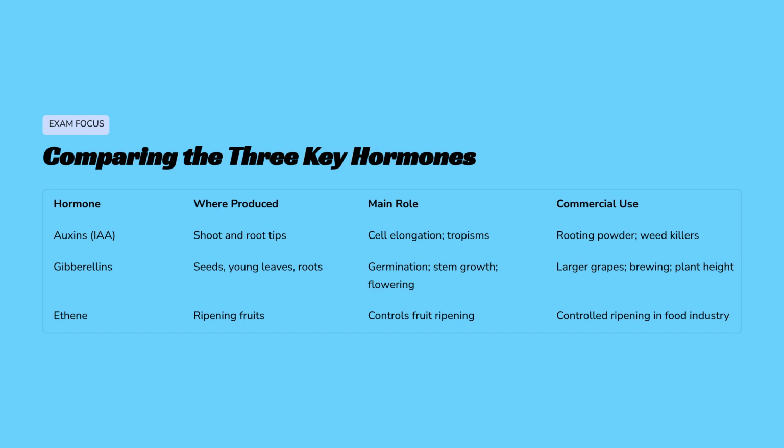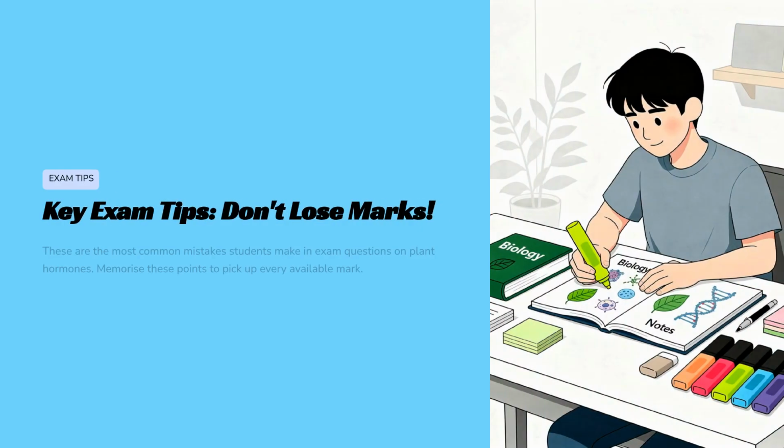Here is a comparison of the 3 key hormones for exam focus. Memorize their production sites, main roles, and commercial applications to ensure you can distinguish between them clearly in your answers. Finally, here are some key exam tips to help you avoid common mistakes. Mastering these points can maximize your marks in questions about plant hormones.